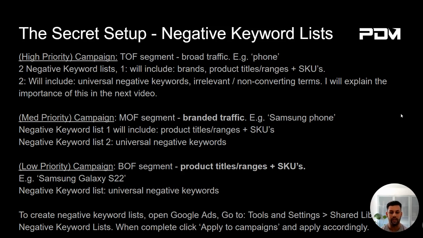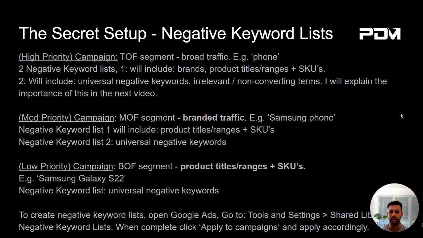Now, the low priority campaign. This is essentially your bottom of funnel segment where we want to show for product titles, ranges, and SKU numbers. Now, if you've set up your negative keyword list correctly in the high priority campaign and the mid priority campaign, all we should be showing for in the low priority campaign is people that are searching with intent, product titles, ranges, and SKU numbers. So we wouldn't need another negative keyword list set up here.